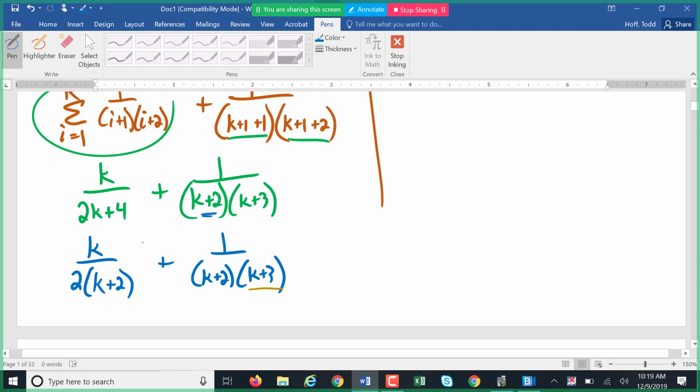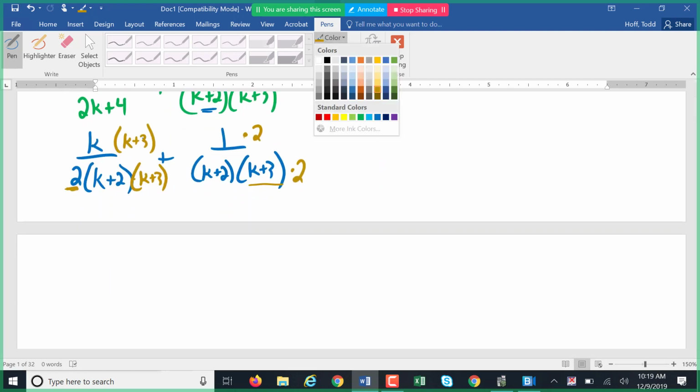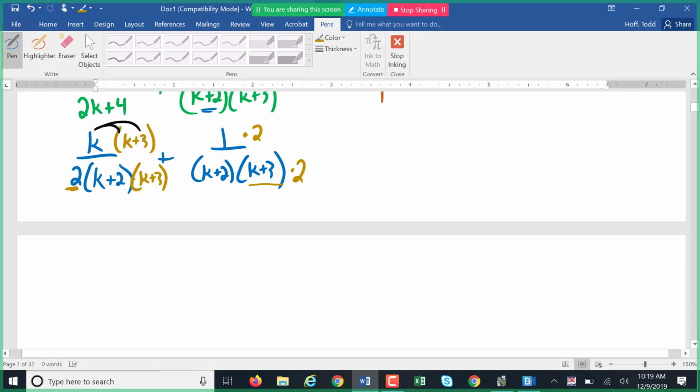This fraction has a k plus 3 in the denominator that this one does not. That means I have to multiply this fraction by k plus 3 in both the numerator and denominator. This fraction here has a 2 in the denominator that this fraction does not. So that means that fraction has to be multiplied by 2 in both the numerator and denominator. So here this is going to be k squared plus 3k.